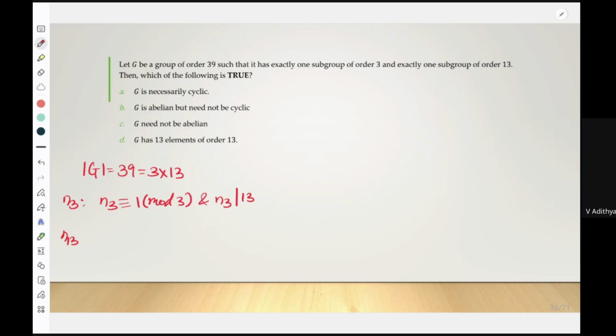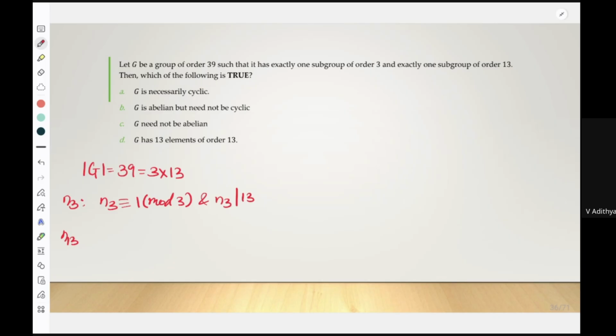But we can't directly use that G would be Z3 cross Z13, which is actually true. I am applying that if G is commutative or abelian, then I can say this. But here it is not necessary that G is abelian. So we can actually show G is cyclic using Sylow's theorem. So I'll just show. Using the given conditions, we can actually show G is cyclic.